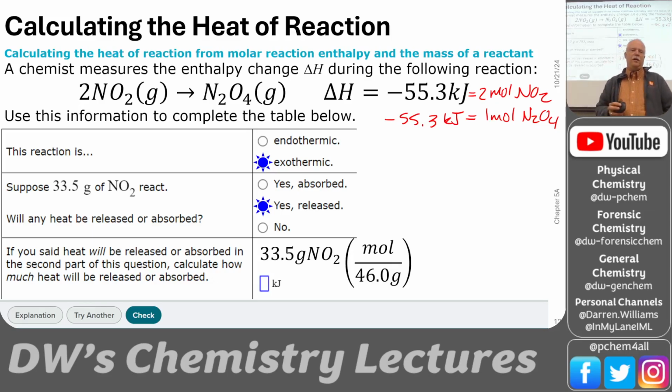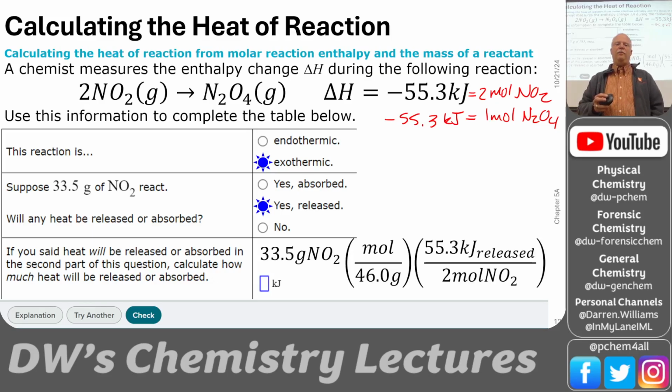Okay, and then look what I've done here. I put a positive 55.3 kilojoules, but I put a little subscript that says released, because it's asking how much heat was released. The word released means it's negative, okay? And so it's 55.3 kilojoules released per 2 moles of NO2. Don't forget that 2. Whatever the reaction has, if it's a 5, if it's a 1/2, whatever, you put that in the problem as your conversion factor. And that will keep you from being off by a factor of 2.